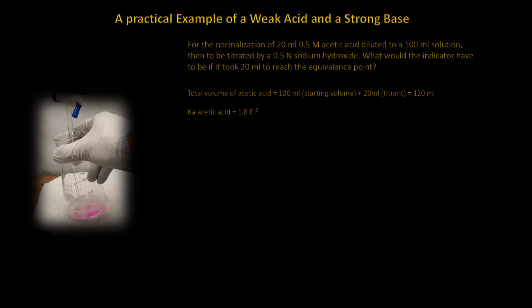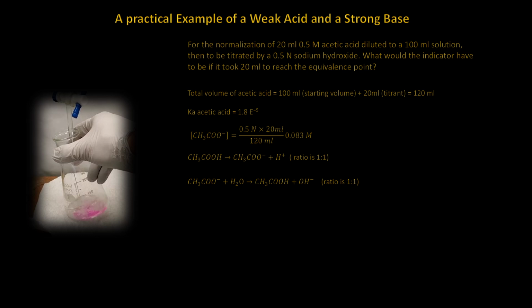The molar concentration of the dissociated product, being the acetate, is equal to the 0.5 normal sodium hydroxide multiplied by the initial 20 milliliters divided by the 120 milliliters, which is 0.083 molar acetate in solution. Note, the dissociation equation shows that the ratio between the acetate and the acetic acid is 1:1. The ratio between the acetic acid and the hydroxide is also 1:1.